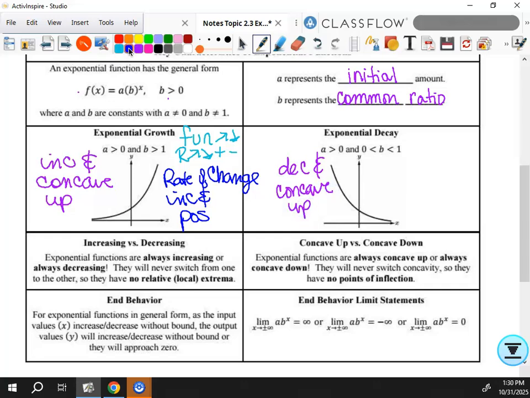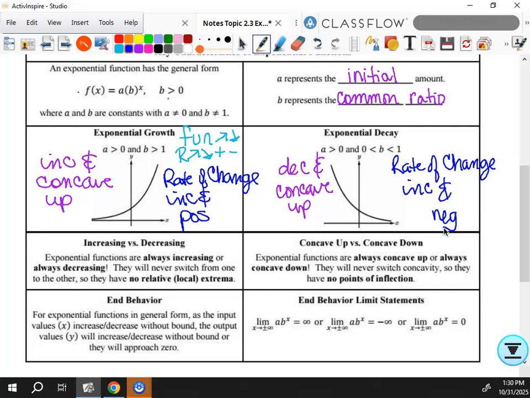So then what about the rate of change? Is the rate of change increasing or decreasing? It is increasing, because the function is concave up. Increasing, and is it positive or negative? Negative.